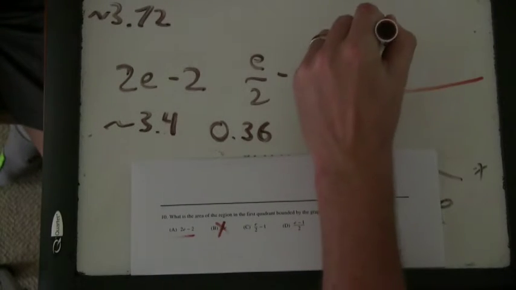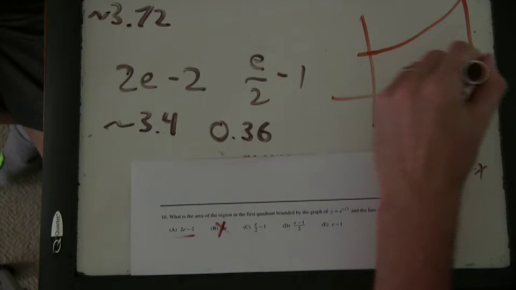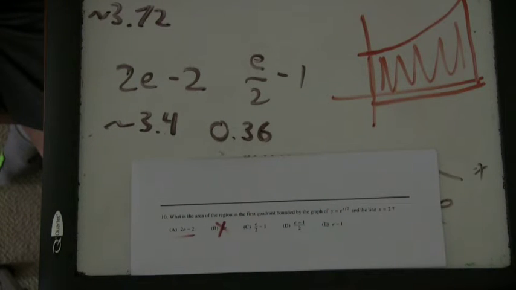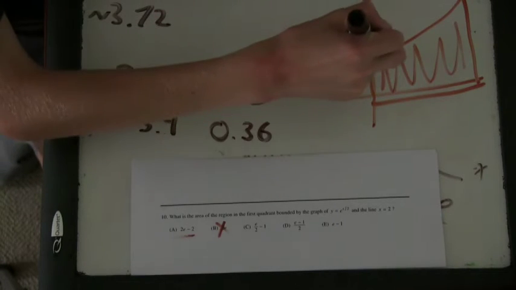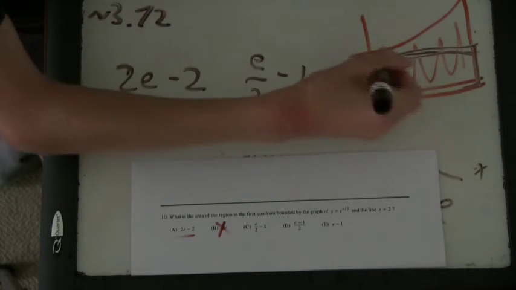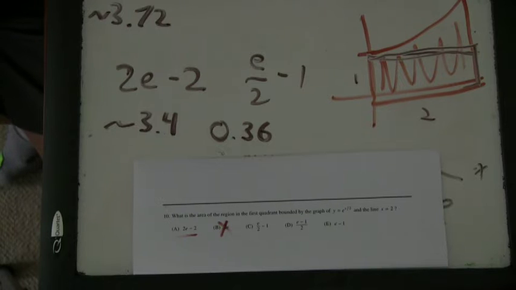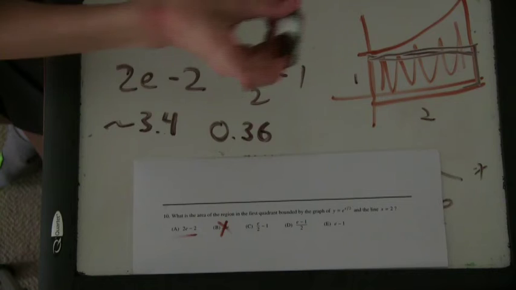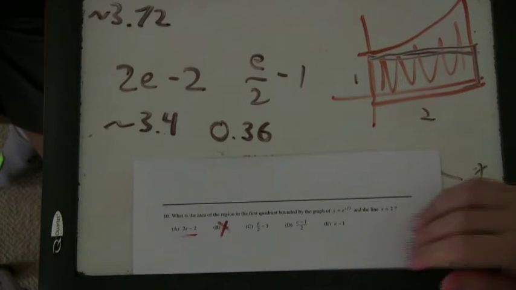Okay, so we had a graph that sort of looked like this. Can we be sure that this area is bigger than 0.36? How could we check? Well, we can just use this rectangle. How long is that rectangle? It's just a 1 by 2. So we know the area is definitely bigger than 2. Bigger than 2 and less than that. So we got e over 2 minus 1 can be eliminated.